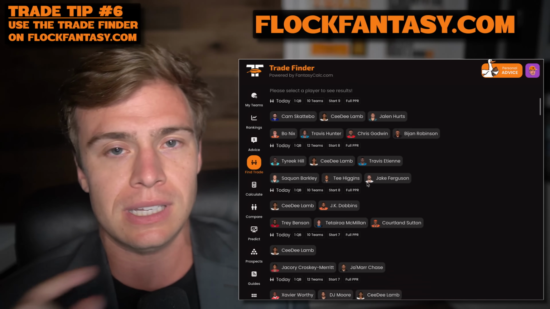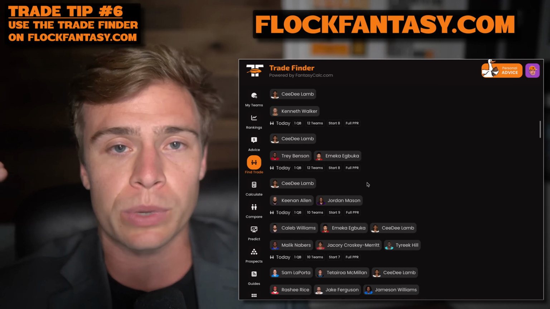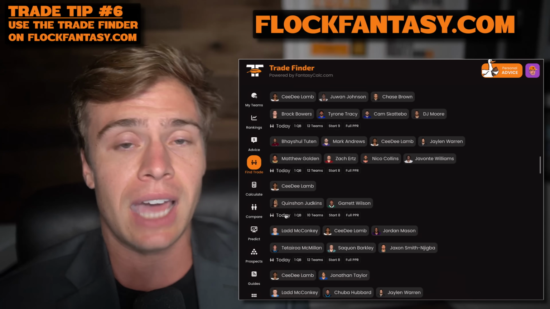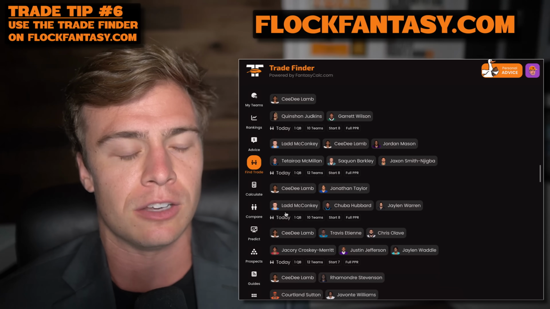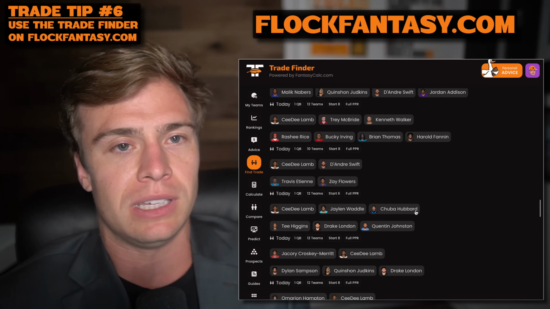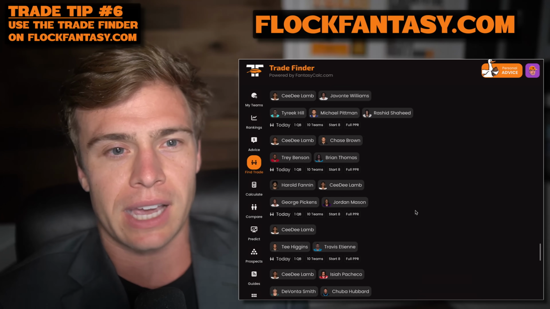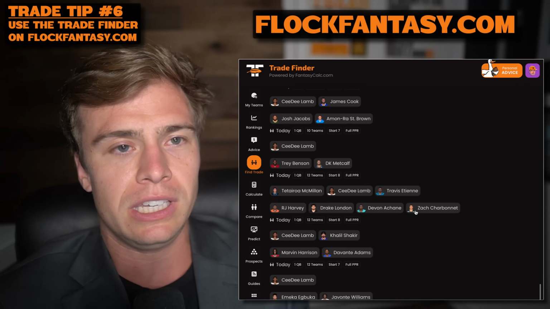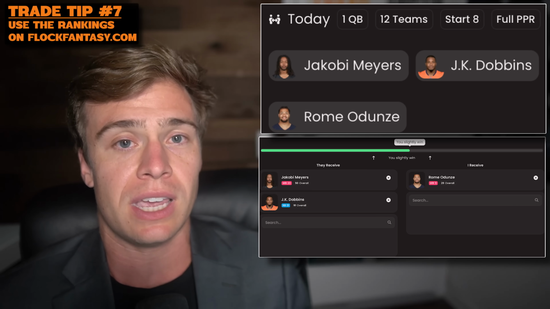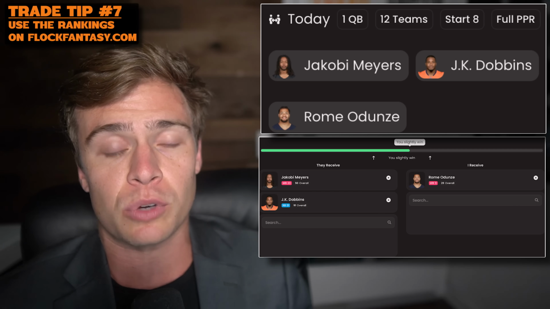You can just go put CeeDee Lamb on the trade finder and see a bunch of real fantasy football trades from real leagues that got processed today and have a general gauge of the asking price. Just looking at the trade calculator and trying to evaluate some of these deals to give you a quick little insight of what side I would want on each one of these. Somebody traded Jacoby Myers and J.K. Dobbins for Rome Odunze.